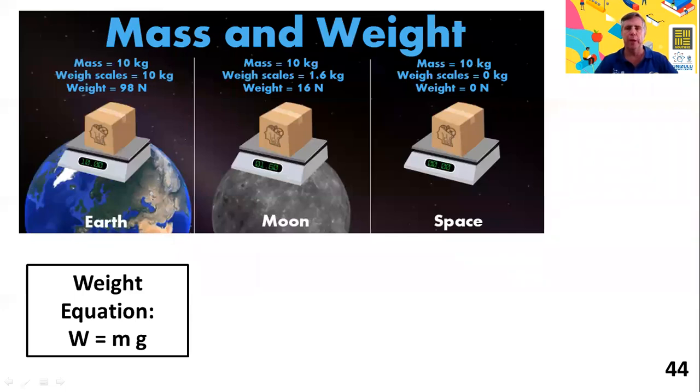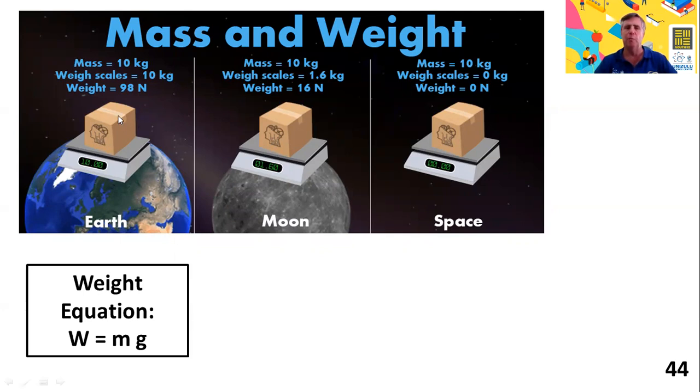So let's talk about the weight equation in the middle of page 44 in your booklets. The weight equation says weight, which is the force with which the Earth attracts an object, or any planet, in fact, is equal to m, the mass of the object in kilograms. Please note that, times g, the constant for the acceleration of gravity, which on Earth is 9.8 meters per second squared. Now, people get very confused between mass and weight.